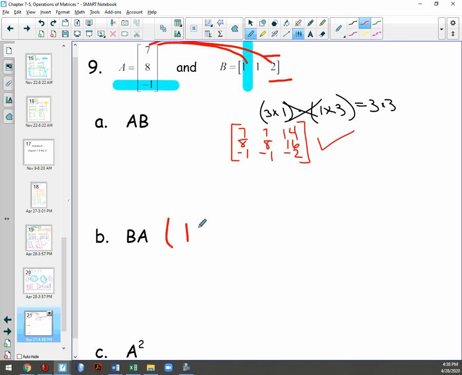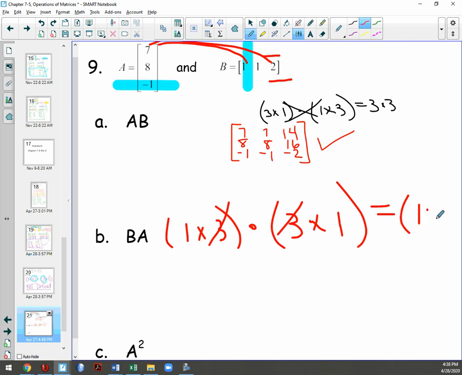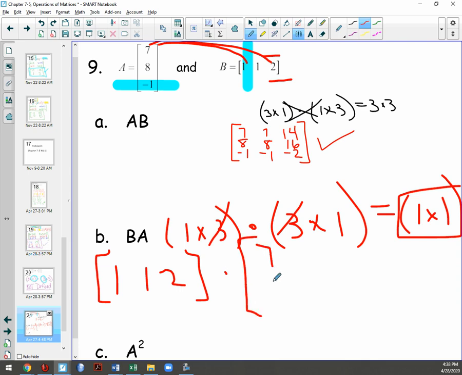B is going to be a 1 by 3, and I'm going to multiply that by A, which is going to be a 3 by 1. The 3's cancel out, and I'm looking for a 1 by 1. Yes, it is possible to have a 1 by 1, which is pretty darn cool. So here we go. I'm going to take 1, 1, 2, and multiply that by 7, 8, negative 1.